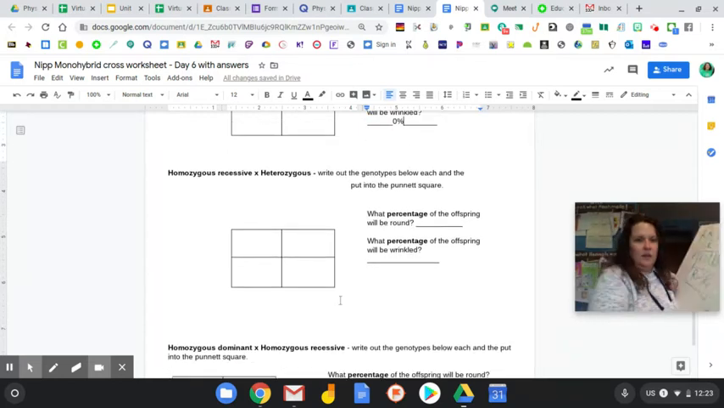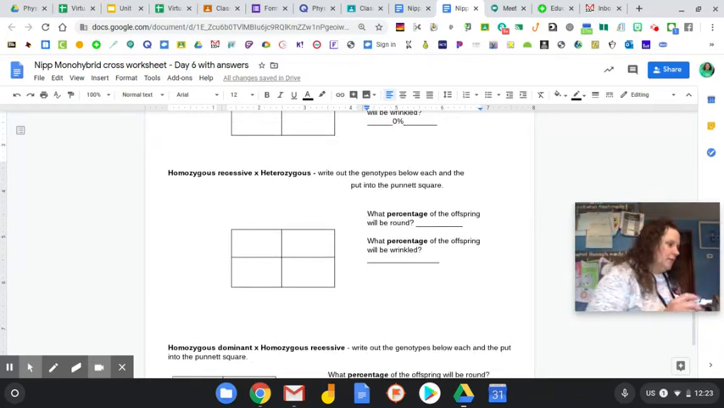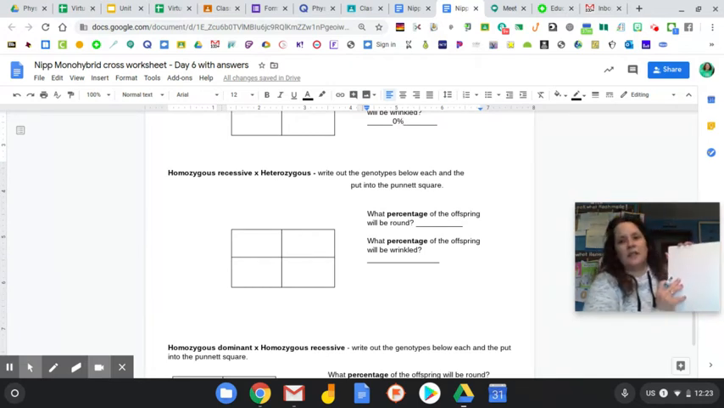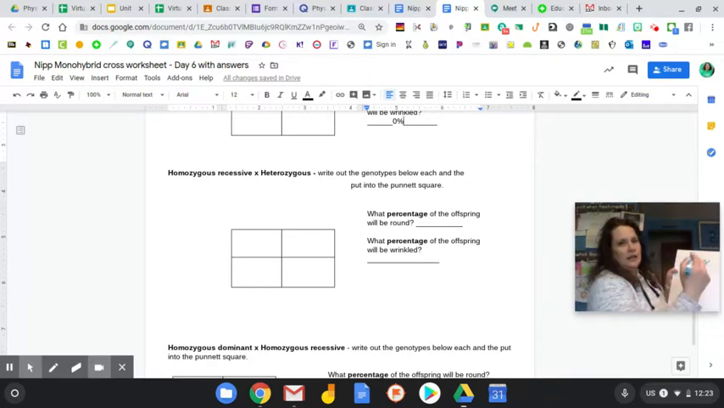And then the next one on down, homozygous recessive crossed with a heterozygous. Hang on a second here. Sorry, I just had to get something to wipe this down with. So homozygous recessive, again, when I see homozygous, I think, okay, it's going to be the same letter. Recessive, we use a lowercase letter for that. So it's little r crossed with, again, heterozygous, same as before.